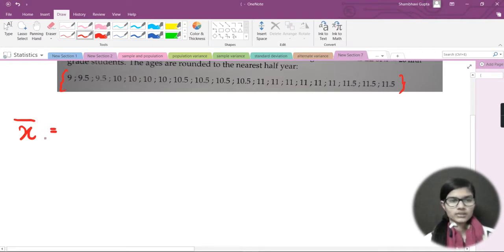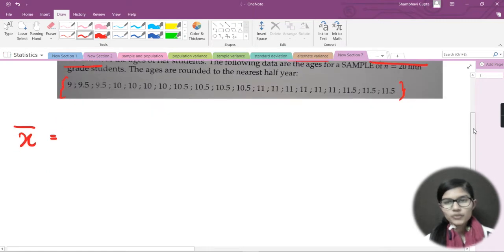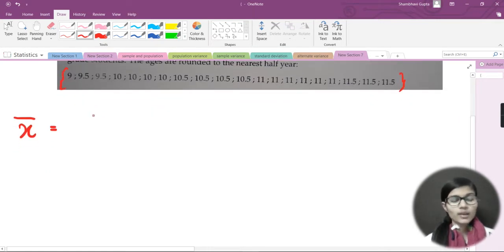Now what else I need to do here is write whatever data points are present in my data set. So here I have these points, and let's count. There it was written that n is equal to 20, so I have 20 points here. Now I would write 9. Okay, 9 is my first data point. Now, 9 plus 9.5 times 2. Why have I written this times 2? Because 9.5 is present 2 times in my data.